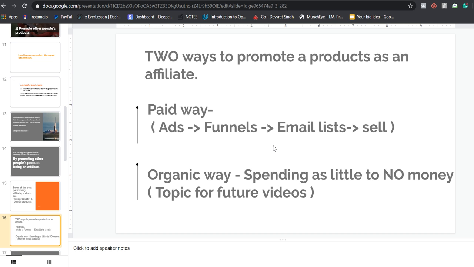And the second way is, if you're a beginner and you don't have money, then don't worry, because there is this second way called the organic way. Organic means you will not spend on ads or other stuff, or you will spend very, very little money on promoting your product.